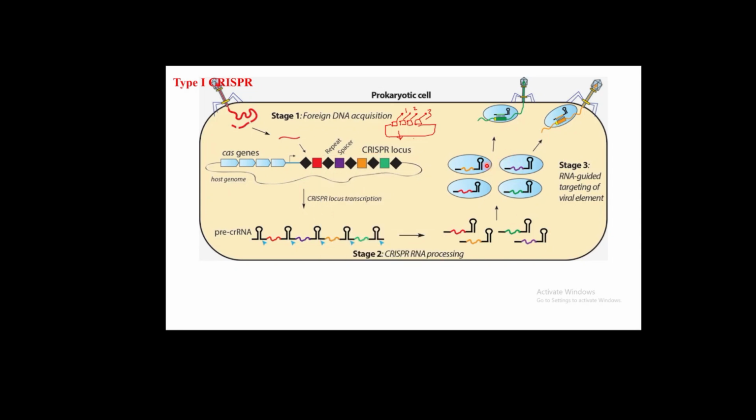Now, this is the RNA and the virus genetic material. If it is the same virus again attacking the same bacteria, then this viral DNA will combine with the RNA, which is complementary to it, and Cas9 will cut the viral DNA. So here you can see the PAM, which is a protospacer adjacent motif, is going to be present in the viral DNA.